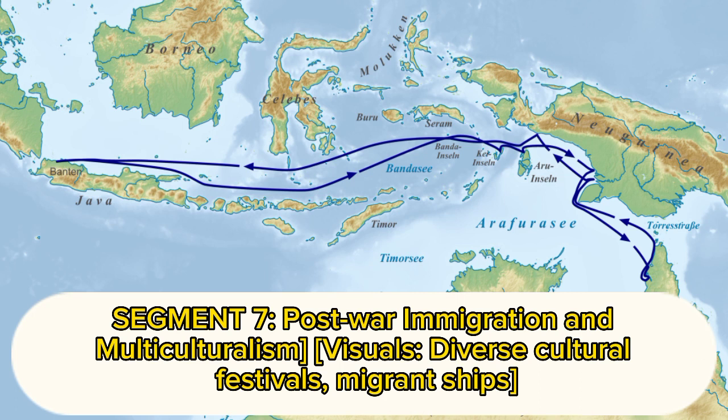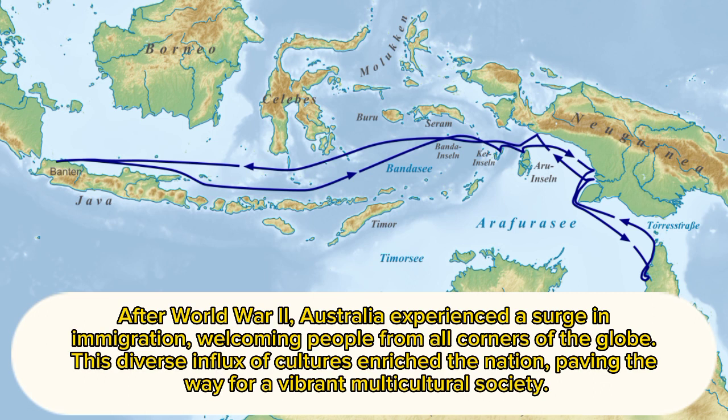Segment 7: Post-war Immigration and Multiculturalism. Visuals: diverse cultural festivals, migrant ships. After World War II, Australia experienced a surge in immigration, welcoming people from all corners of the globe. This diverse influx of cultures enriched the nation, paving the way for a vibrant multicultural society.